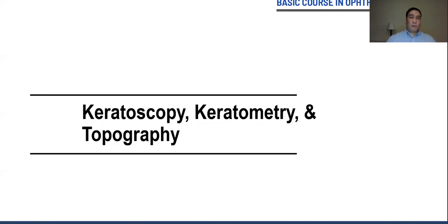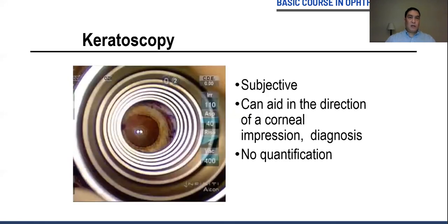Let's talk about keratoscopy, keratometry, and ultimately topography. Keratoscopy is a subjective examination of the shape of the cornea. It can aid in the direction of a corneal impression diagnosis, but there is no quantification. Here, what you can see are just reflections of rings onto the cornea, which tells you more or less whether this patient has astigmatism or no astigmatism. But you can't measure it. It just gives you an idea.